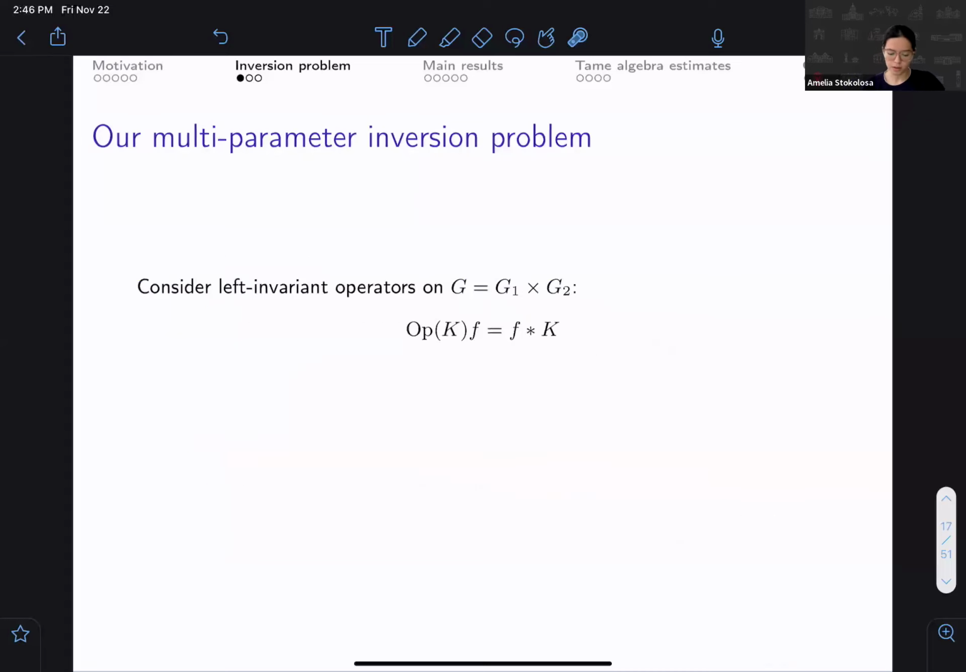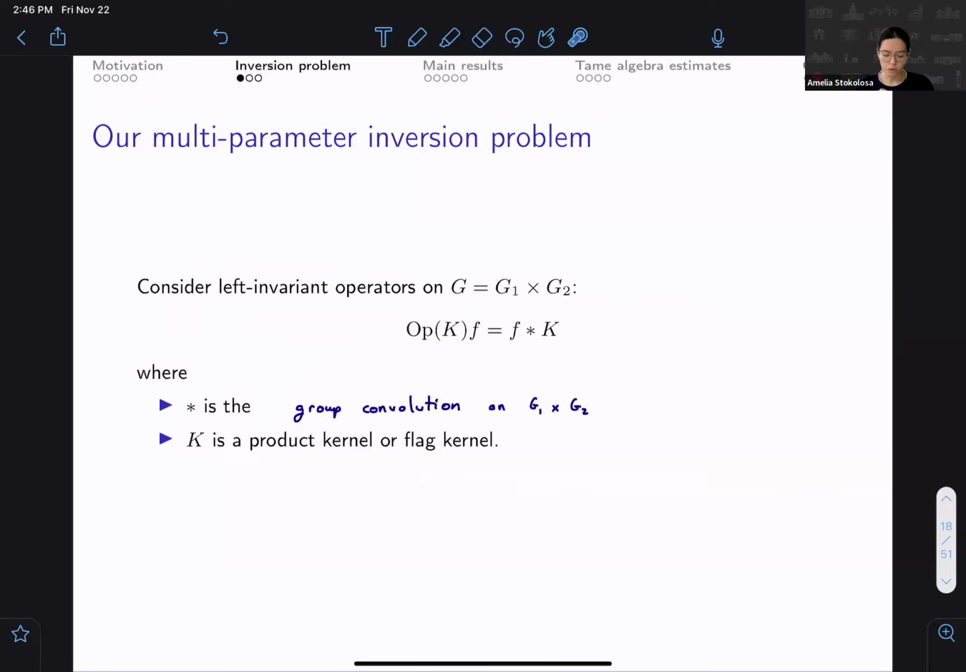Okay, so with this setting, let's do a quick summary before we talk about our problem. We're looking at the direct product of two graded Lie groups. In particular, the objects we're interested in are left invariant operators given by right convolution with a product kernel or a flat kernel. The group convolution here is non-commutative, and so this is going to force us to go through a couple of new tools and strategies. And K here is the product kernel or a flat kernel.